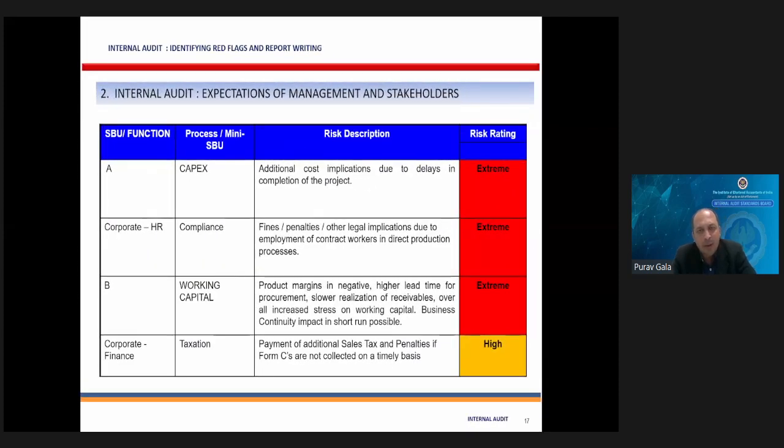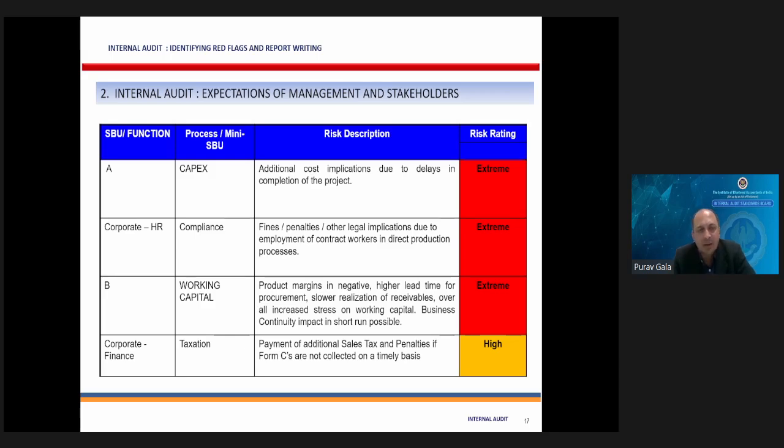I've been approached by a company, ABC Limited. They asked me for a proposition, saying, please do an audit for us. My first step would be to speak to the CEO and CFO and ask for their view. Please tell me what risks the company is facing. He tells me, look, I've got a business called A. The process is capex. The risk is that if the capex is delayed, I will end up having additional cost and it will impact my margin. As per him, the risk of delay is extremely high.